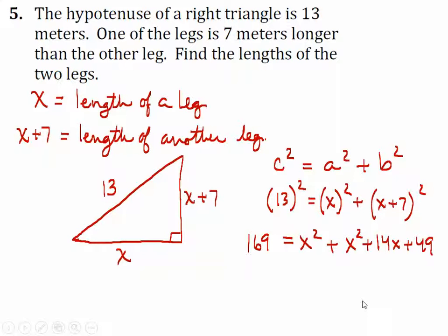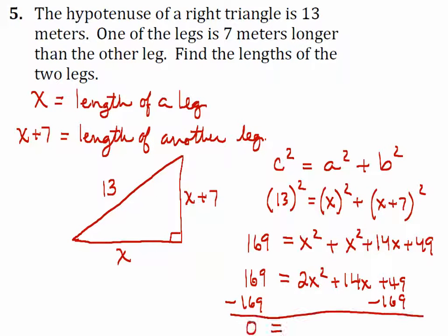Okay, now let's gather together like terms here. The only ones are x squared and x squared, which make 2x squared. So 2x squared plus 14x plus 49. Alright, I'm going to move the 169 over so it's equal to 0, so I can start working with this here.